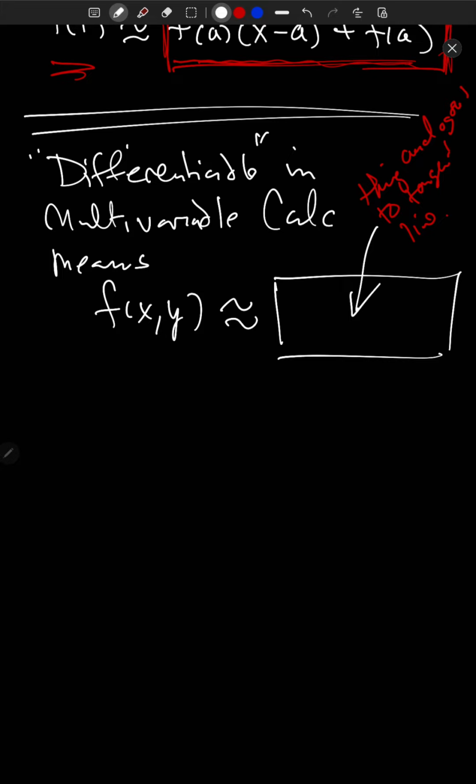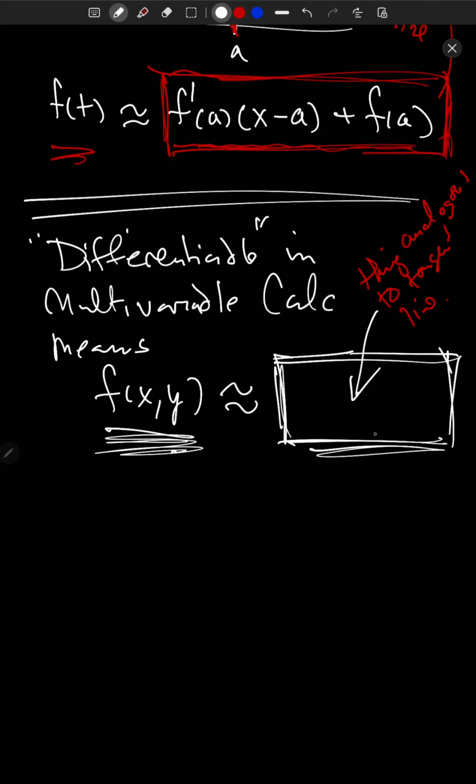Okay, so again, to be differentiable in multivariable calculus is going to mean that you can approximate f with this analogous thing. And this analogous thing, of course, is going to involve partial derivatives. So the first question is, what is this analogous thing?